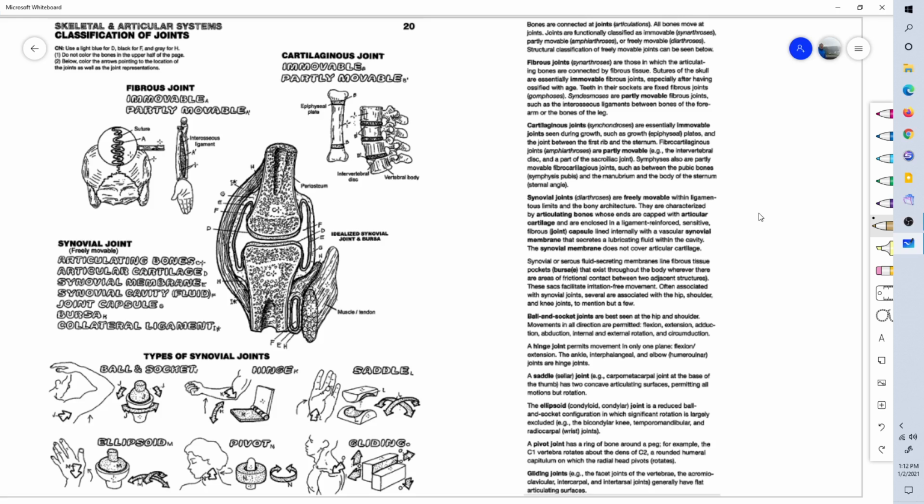And today we'll talk about joints, how to classify joints. So there are many different types of joints in the human body. There are the fibrous types of joints, the cartilaginous joints, the synovial joints, I would say the most common. Then we're going to talk about the types of synovial joints down here. Let's start first with the fibrous joints.